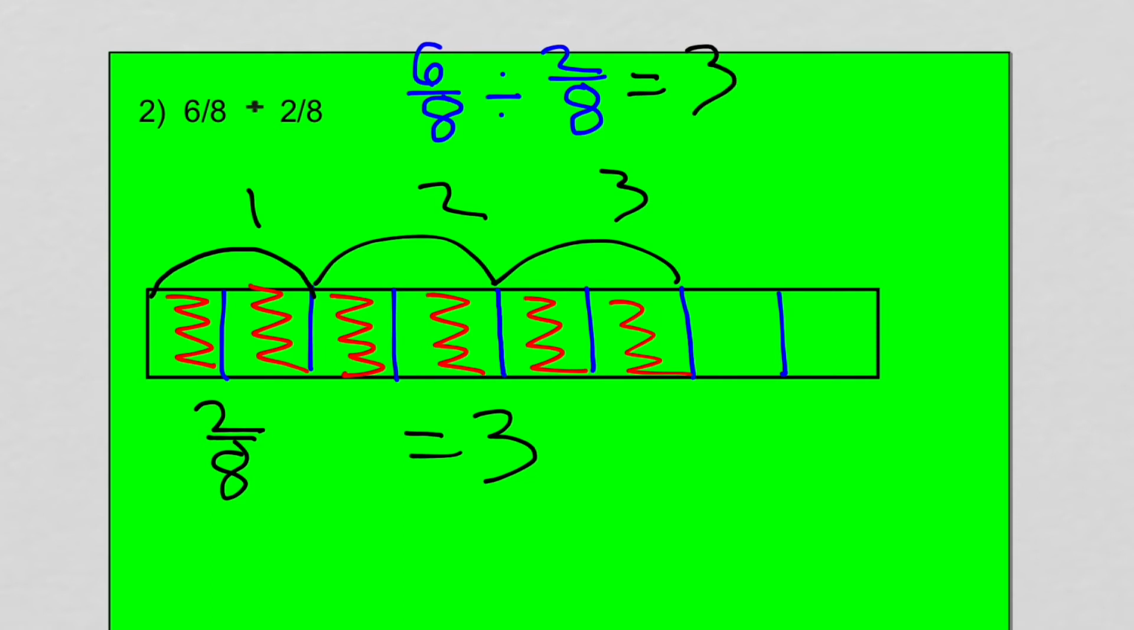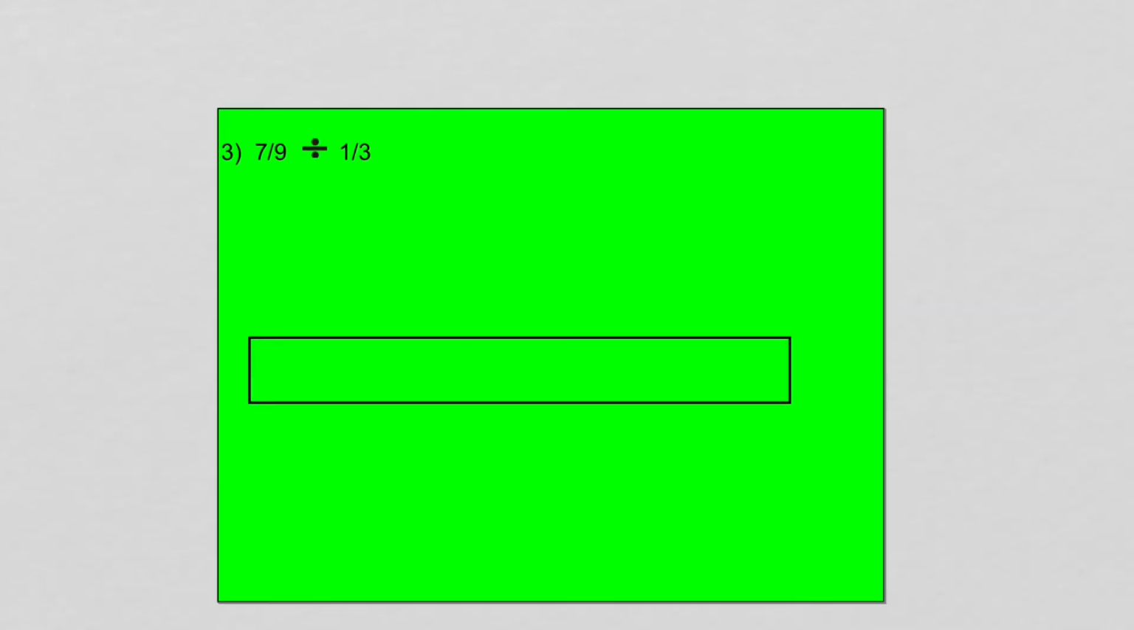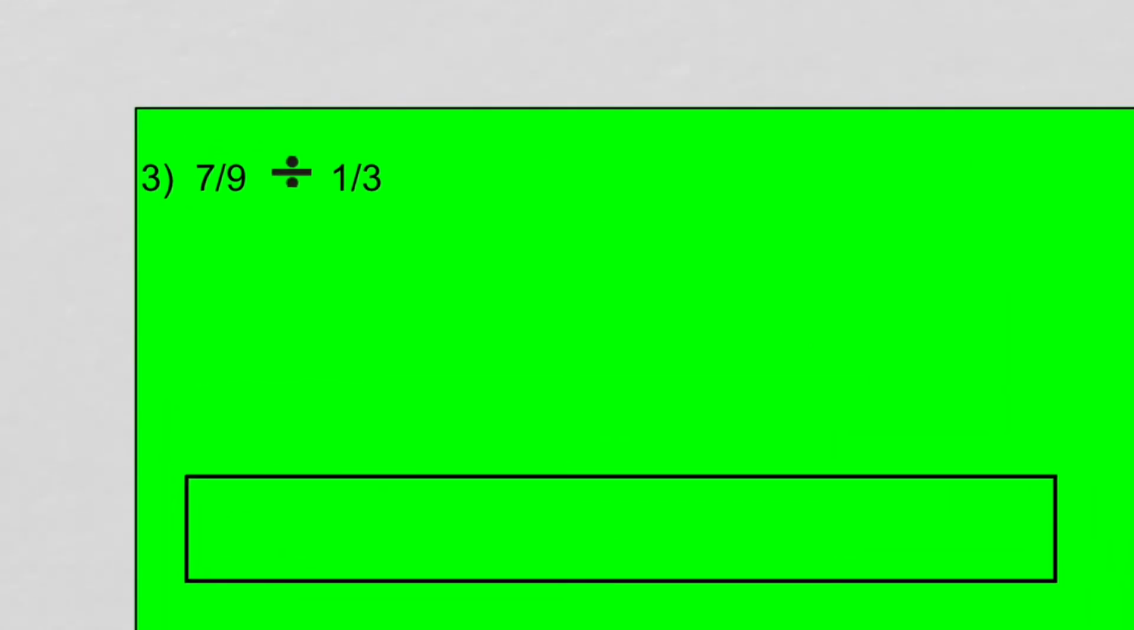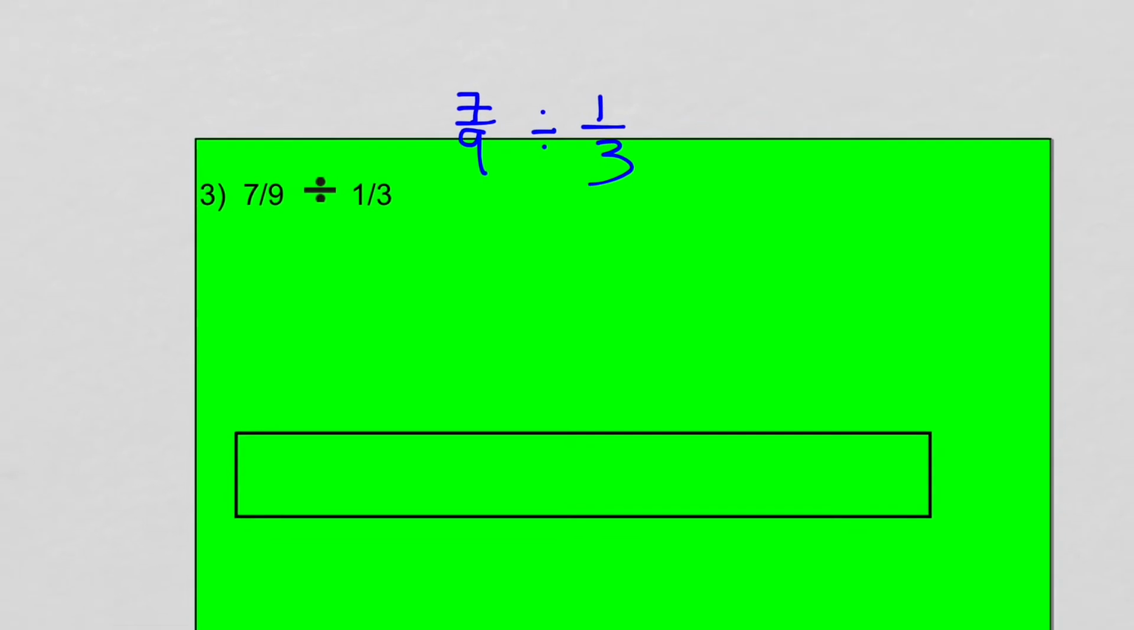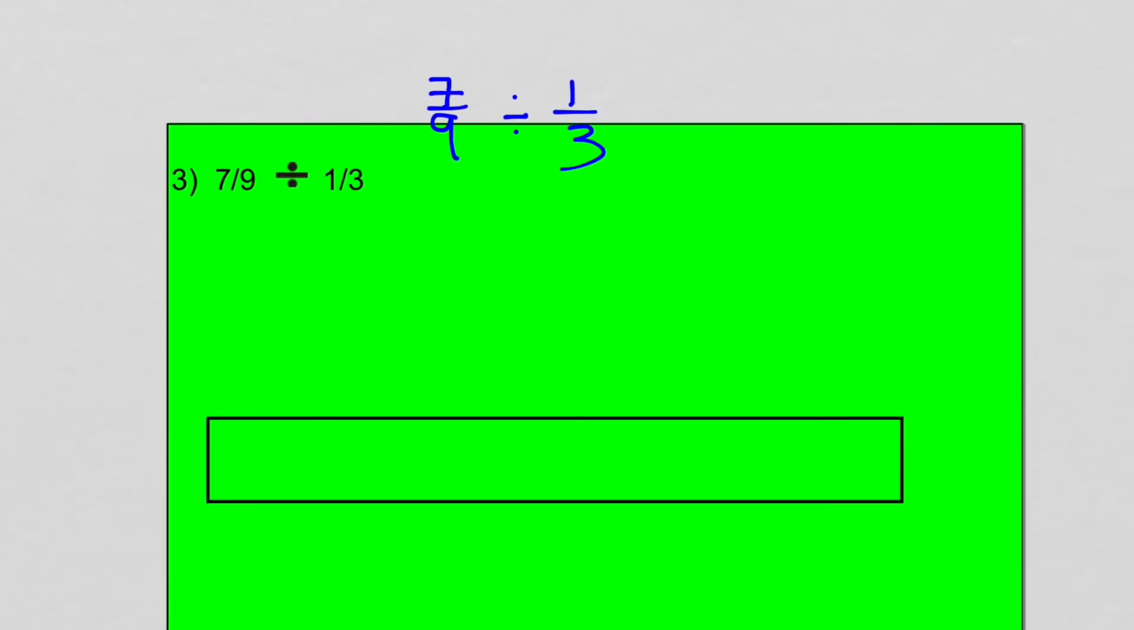Okay, so those questions all had the same denominator. What happens if you have a different denominator? Like 7 over 9 divided by 1/3. Well, in order to show that, you have to get a lowest common denominator. So if you can get a common denominator of both these fractions, you can put them all on the same fraction strip of one whole.